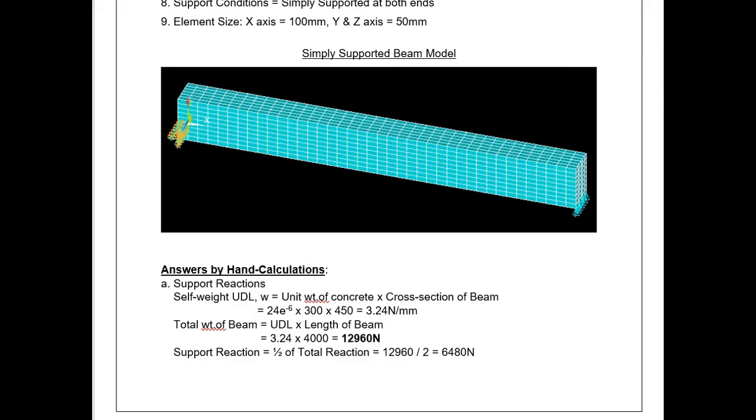The first is support reaction. We know that the UDL due to the self weight can be calculated by the unit weight of concrete multiplied by the cross section of the beam, which is equal to 24 e raised to minus 6 multiplied by 300 multiplied by 450 equal to 3.24 Newton per millimeter. The total weight of the beam is nothing but UDL multiplied by the length of the beam, which is equal to 12,960 newtons. Therefore, the support reaction is half of the total load, which is equal to 6,480 newtons.